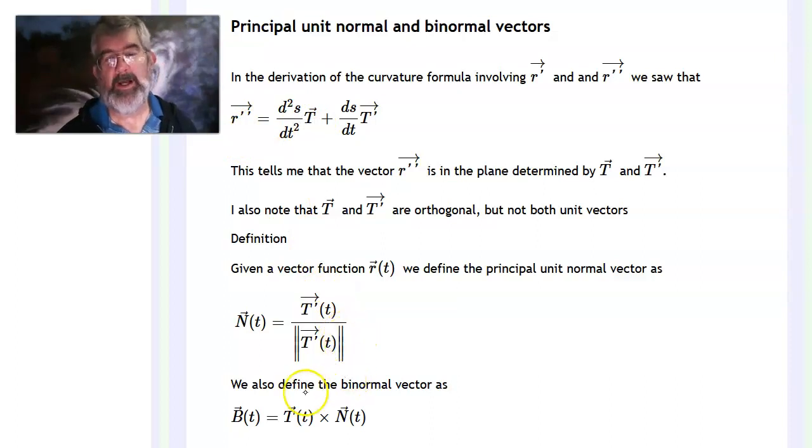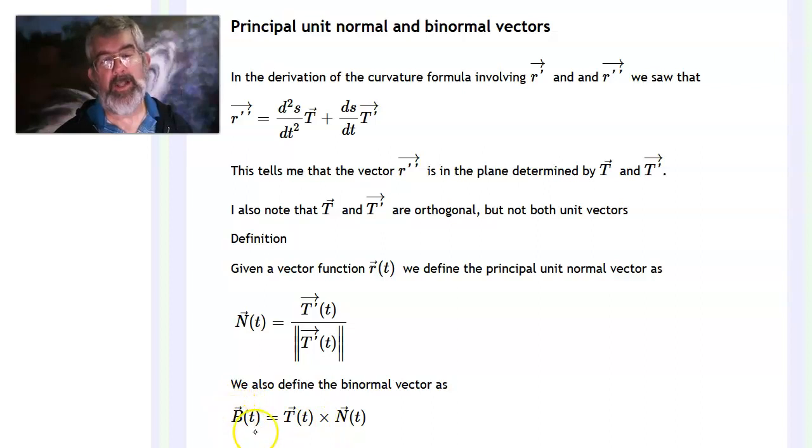And so then lastly, we define another vector, which is called the binormal vector. The binormal vector is the cross product of T and N. Notice that both of these are unit vectors, and notice that they're perpendicular to each other. And I know they're perpendicular to each other because N is in the same direction as T prime, and T prime is the derivative of a constant length vector function. T is always length 1, so its derivative is perpendicular to itself. So T and T prime are perpendicular, and so N and T prime are parallel. So T and N are perpendicular to each other.